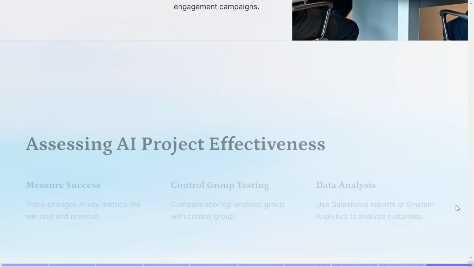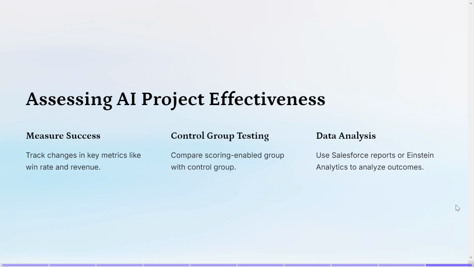The final step is to assess the effectiveness of our Einstein Prediction Builder project. We can compare key performance indicators like win rate and revenue before and after using opportunity scoring. A control group, where some sales reps use the predictions and others don't, provides a clear measure of the prediction's impact. If the group using Einstein shows better performance, we know our AI tool is adding real value. With ongoing tweaks and adjustments, Einstein Prediction Builder can continue to drive sales improvements.